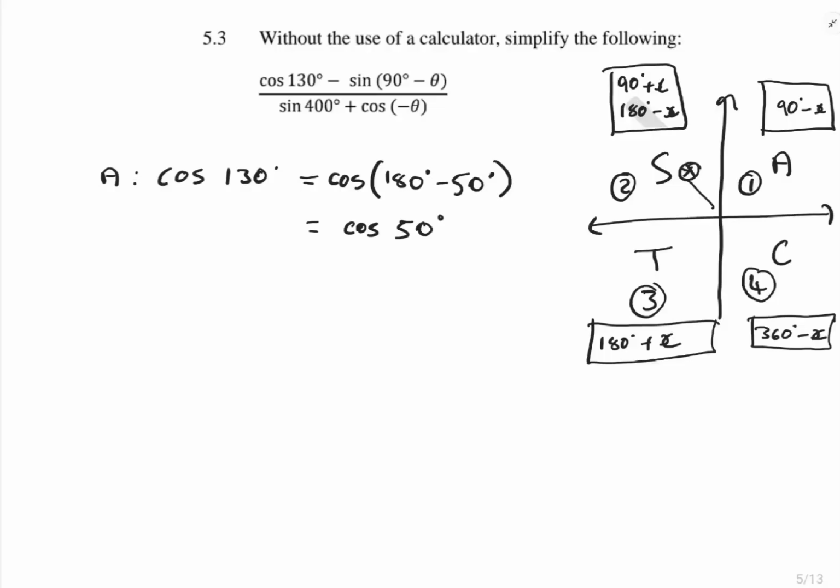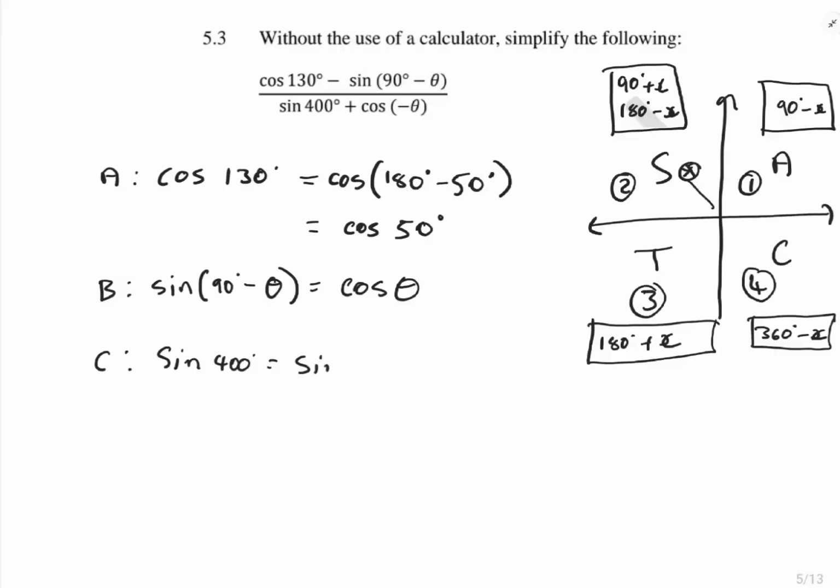Now if we pay attention to the second function, which is sine of 90 degrees minus theta, we all know that will generally change into cos theta. So this will be cos theta, and on C we're going to have sine 400 degrees.